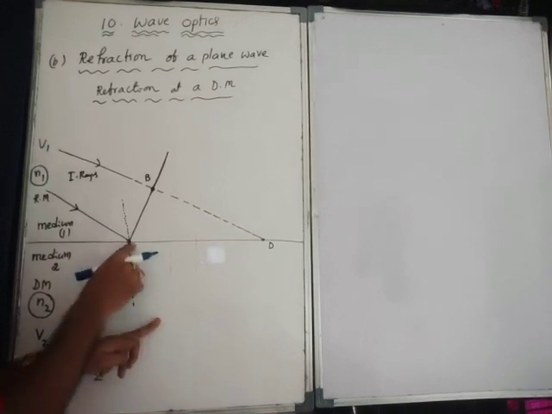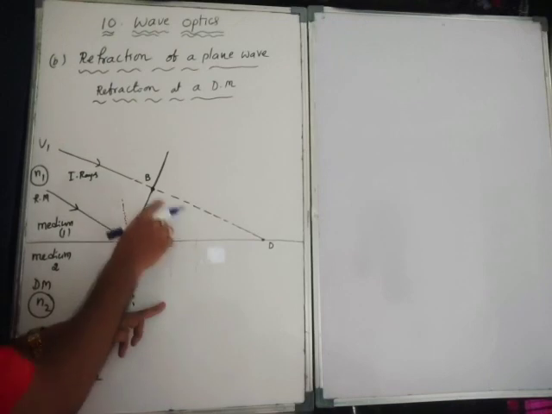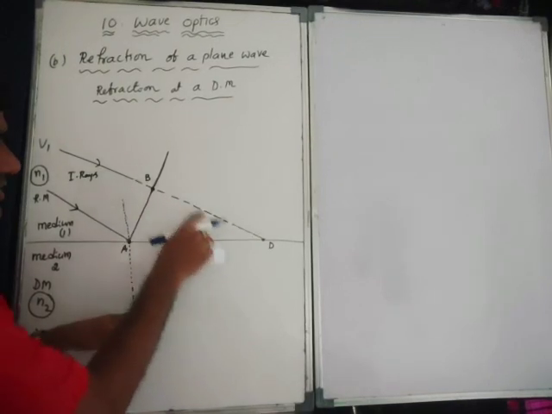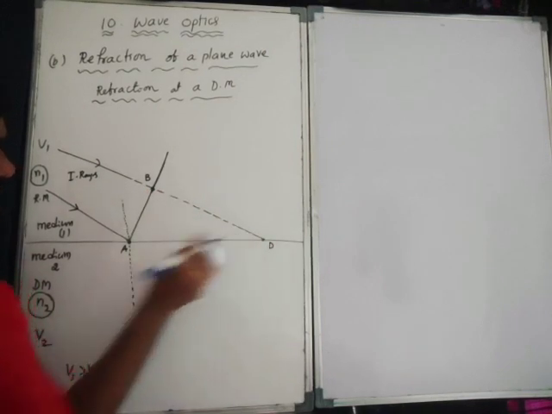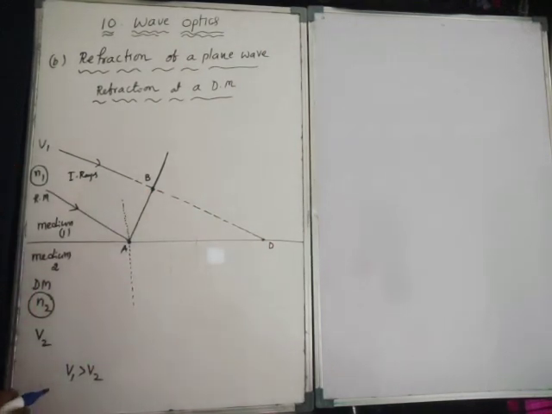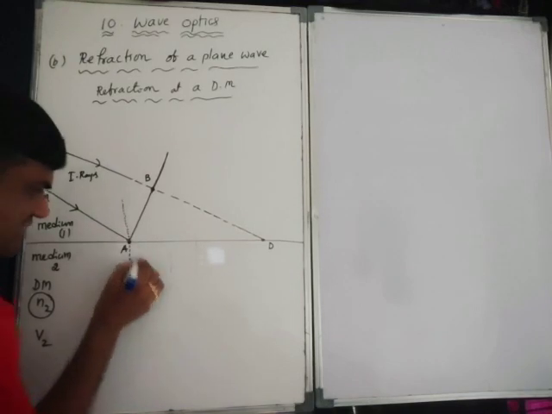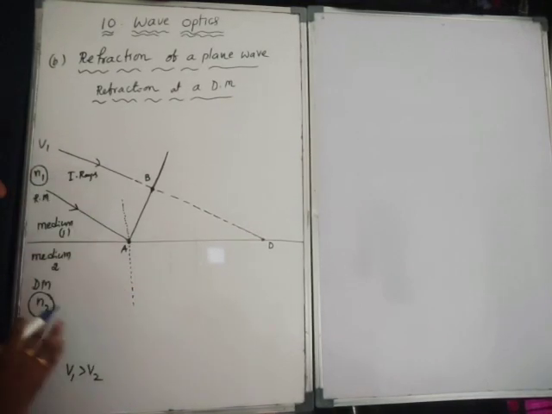The ray will cover less distance comparatively here. This is the rarer medium. Remember, the light ray traveled in this direction. Correct or not? So now this is a refracted ray.